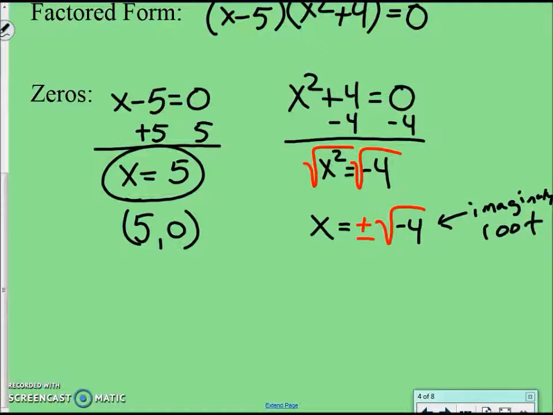And when I have an imaginary root, I need to pull i outside, so I get x is equal to plus or minus i square root of 4. We pull i out and we drop the negative sign. Of course, we know what the square root of 4 is. We know that's 2. So my final answer is x is going to be plus or minus 2i.